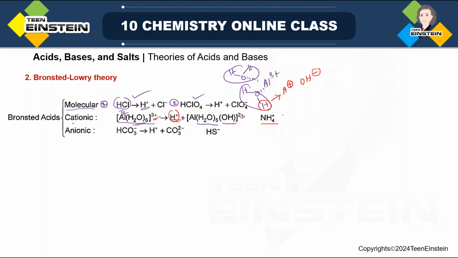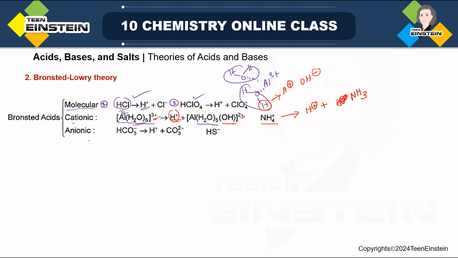Then NH4 plus. This can also dissociate to H plus and ammonia. So you can also call it Bronsted acid. That is, ammonia is not Bronsted acid. NH4 plus is Bronsted acid. Right? Sorry, it is ammonia.